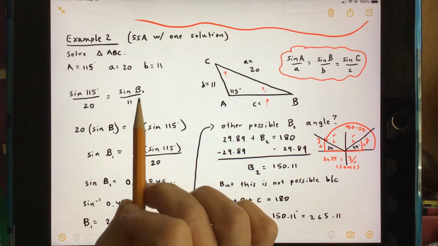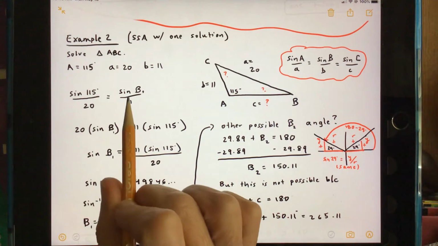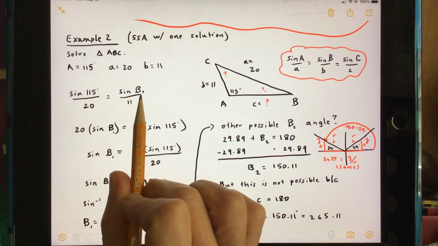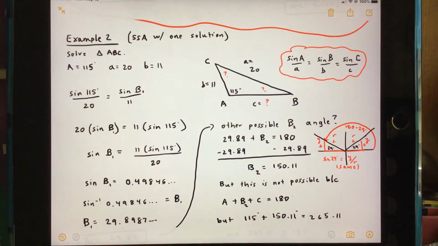When I'm looking for my first possible triangle, I'll give my unknown measurements a subscript of 1. That will distinguish it from possible angle and side measurements for a second triangle, which I will use the subscript of 2 for. All right, so there's my sine of B sub 1 over my side B, which is 11. And we've done this before, so I'm going to use my cross products here. 20 times the sine of B1 equals 11 times the sine of 115 degrees.